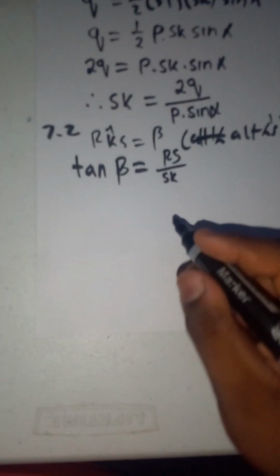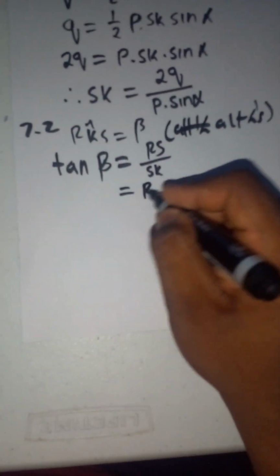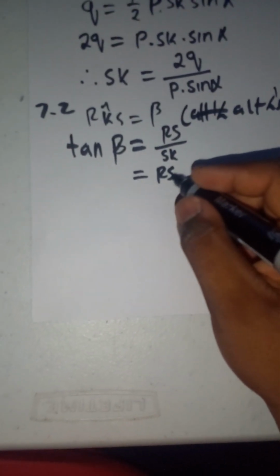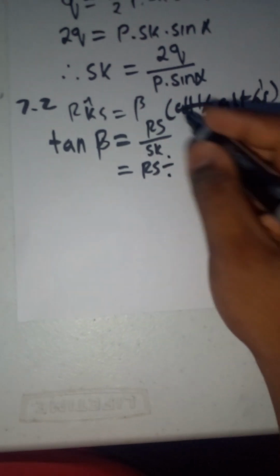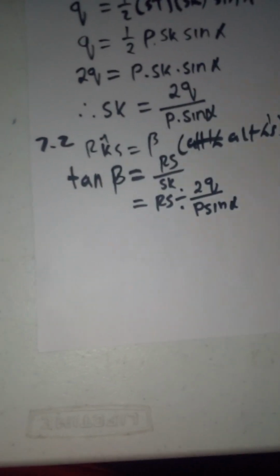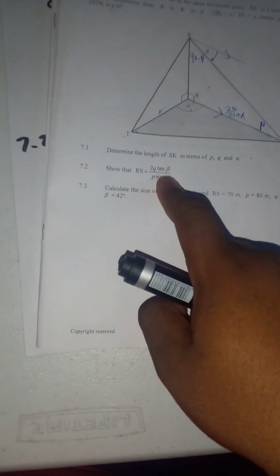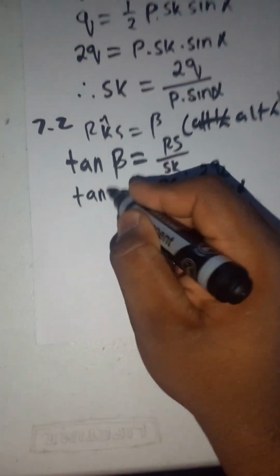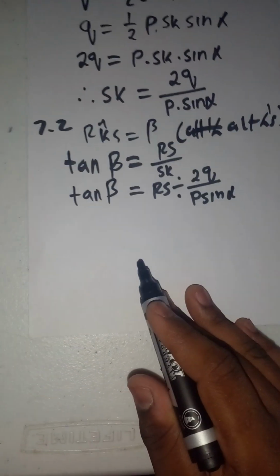Let's substitute. So now it is going to be equal to RS. So let me write it like this: RS divided by 2Q over P sine alpha. And they already told us that we must get what? 2Q tan beta over P sine theta. So now at the same time, we'll have tan beta, and they want the length of RS.